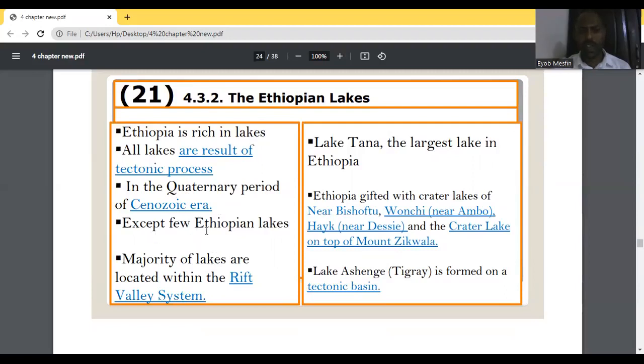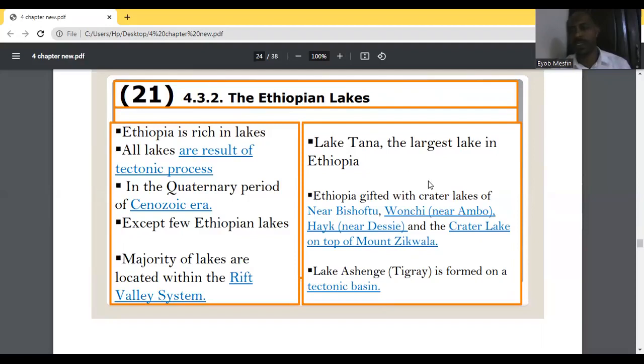With the exception of a few Ethiopian lakes, as I told you, there are the Highland lakes and the Rift Valley lakes. When we look at the Ethiopian lakes, we should classify them into two: the Rift Valley lakes and the Highland lakes we talked about before. The majority of Ethiopian lakes are situated along the Rift Valley lines. Lake Tana is from the Highland. When we ask which one is the largest lake in Ethiopia, you should answer Lake Tana. But when we ask which one is the largest of the Rift Valley lakes, Abaya is the largest in the Rift Valley.